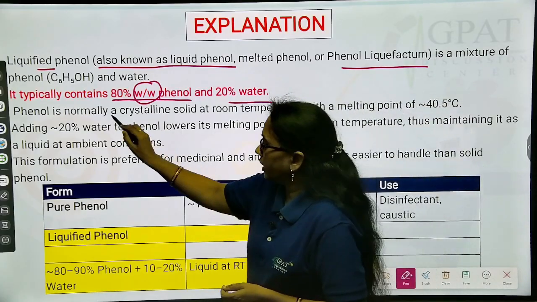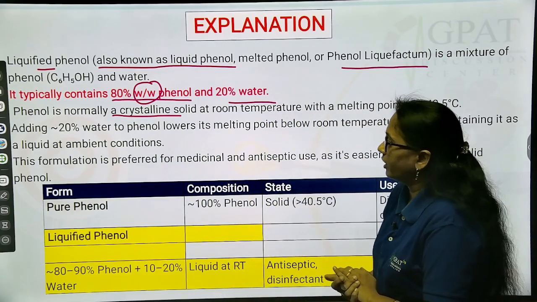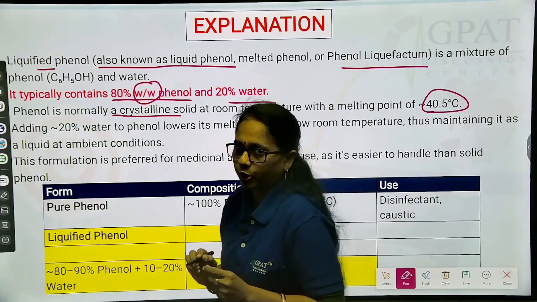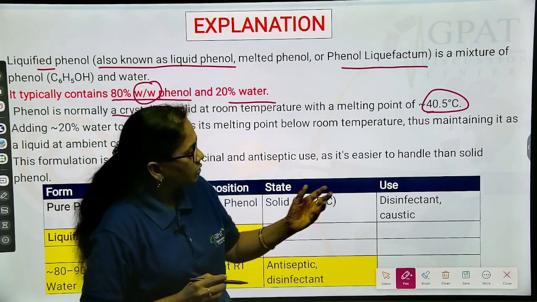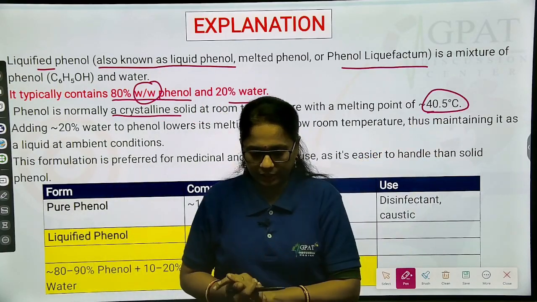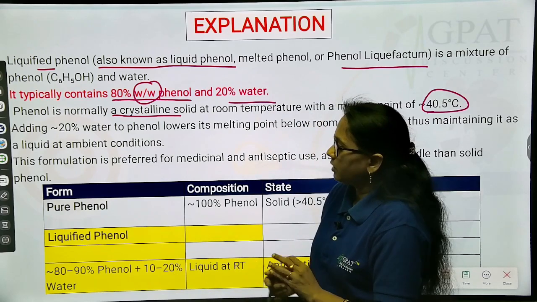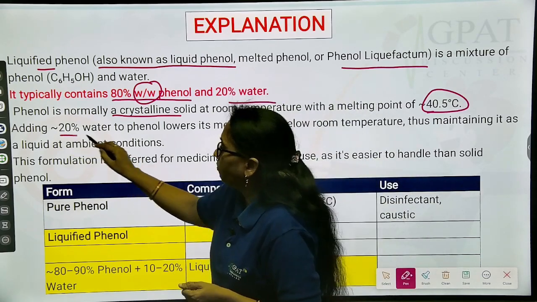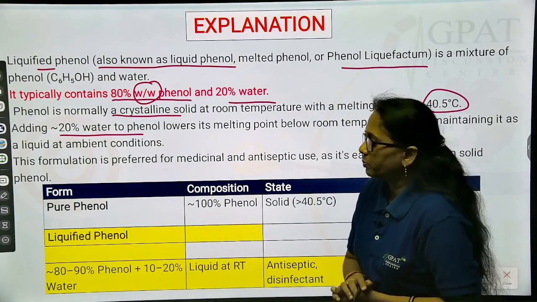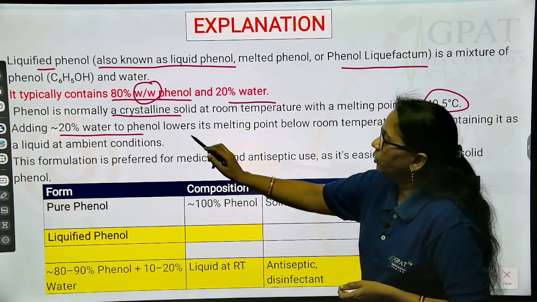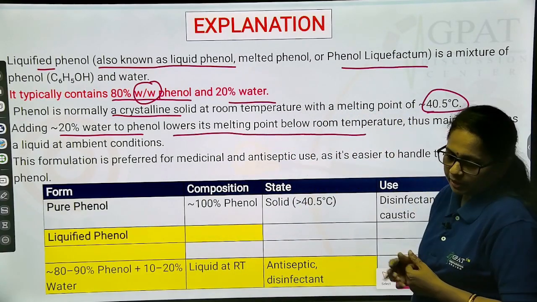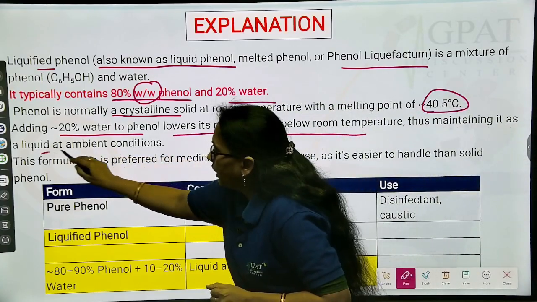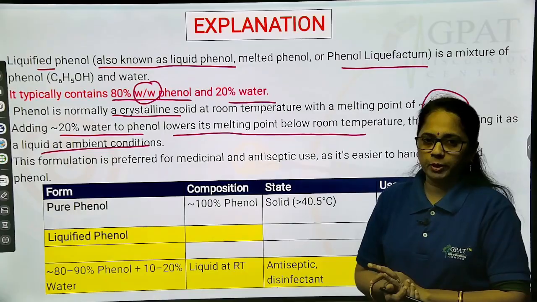Phenol is normally a crystalline solid at room temperature with a very low melting point, approximately 40 degrees, exactly 40.5 degrees centigrade. So, for that purpose we add some water in order to make it into a liquid form. We add approximately 20% water to phenol, which lowers its melting point below room temperature. Thus, it is going to be a liquid at all room temperature conditions.